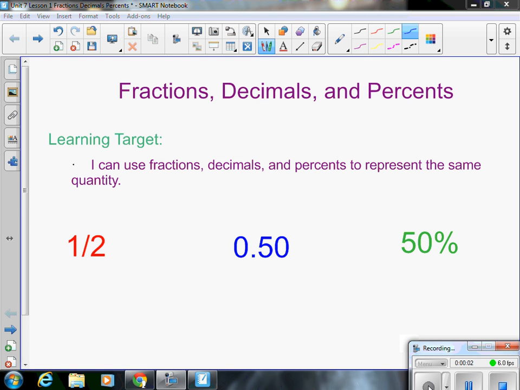This is Mrs. Leach. Today's lesson is on fractions, decimals, and percents. Our learning target is I can use fractions, decimals, and percents to represent the same quantity. So I have some examples down below. 1/2 is a fraction, 50 hundredths is a decimal, and 50% is a percent.